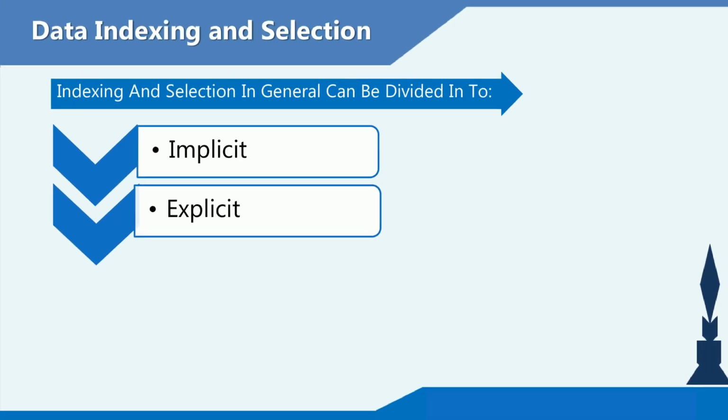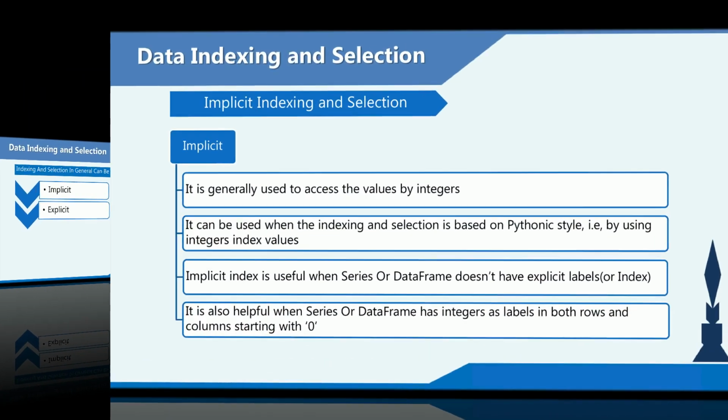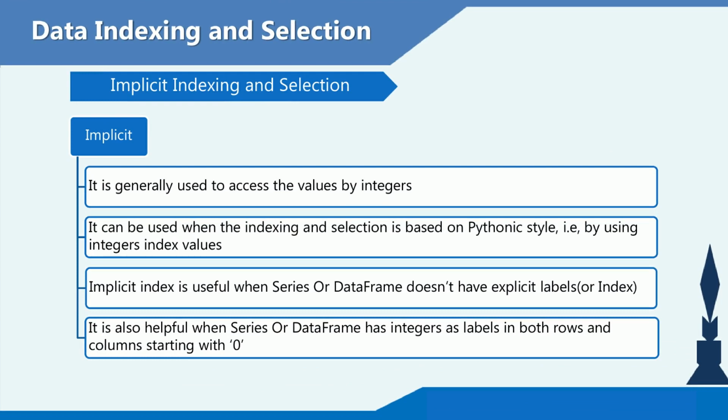The indexing and selection of Pandas objects can be broadly categorized into two main groups, implicit and explicit. The implicit style of indexing and selection is generally used to access the values by integers. It can be used when the indexing and selection is based on Pythonic style, that is, by using integer index values. Implicit index is useful when a Series or DataFrame doesn't have explicit labels or index. It is also helpful when a Series or DataFrame has integers as labels in both rows and columns starting with 0.